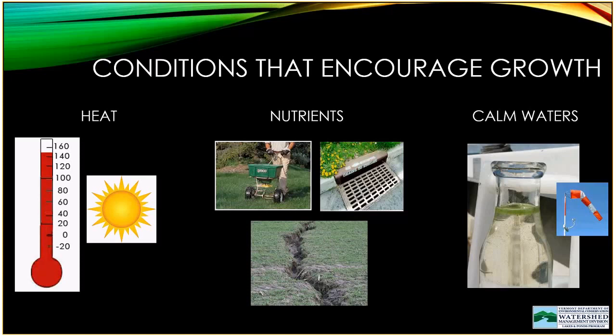The third thing here on the slide, calm waters, is not necessarily a growth factor, but more of an environmental condition. Some cyanobacteria have within their cells very small gas vacuoles, small air bubbles that help them move. They can regulate where they want to be in the water by changing the pressure within these gas vacuoles. Under the right conditions, they can accumulate at the surface, as you see here in the milk bottle.